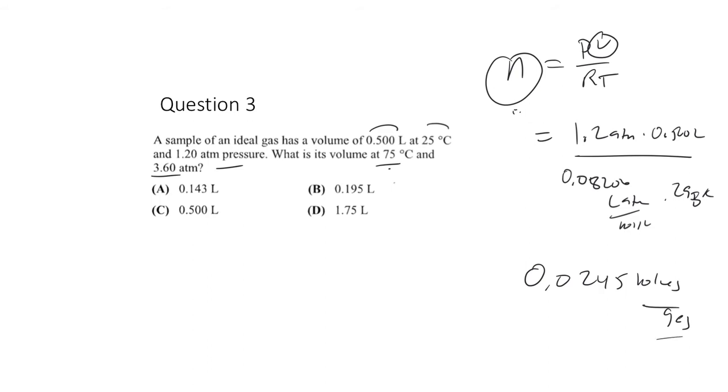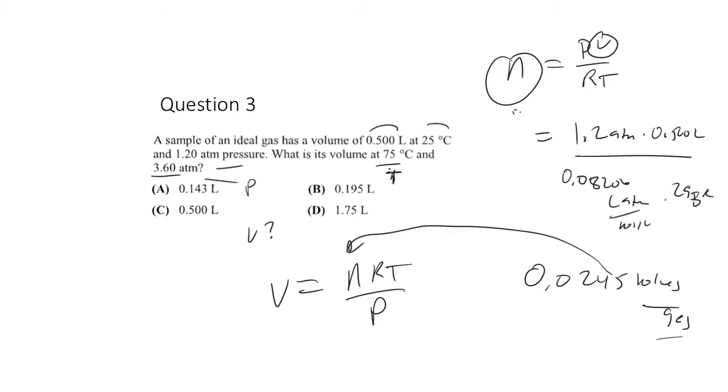And so then what we're doing is we're changing the temperature, we're changing the pressure. We want to know the new volume. The moles are going to stay the same. So our V is going to be nRT divided by P. So we can plug in our moles, then we can plug in the new temperature, we can plug in the new pressure, and then calculate that volume. So the key is that the moles of gas is staying constant, it's not changing under these set of conditions.